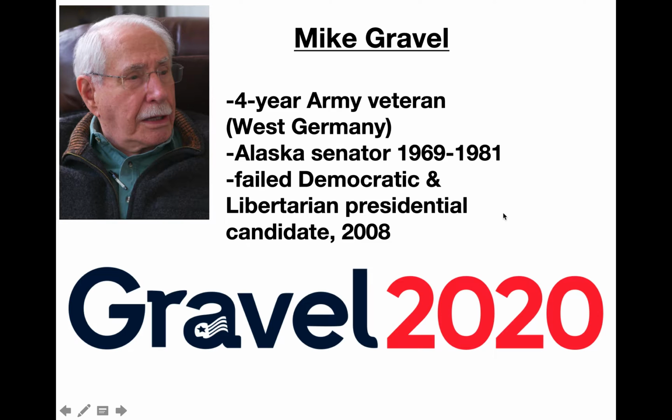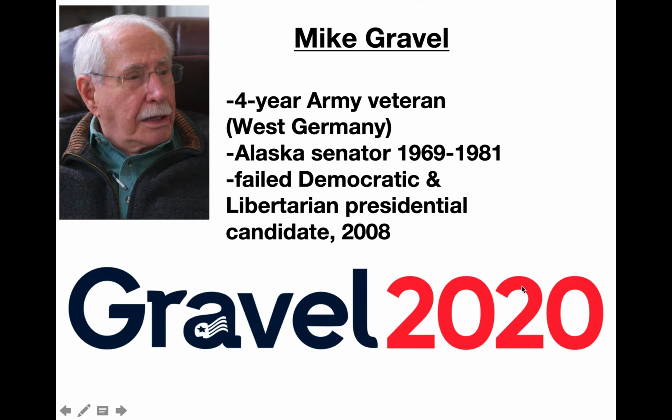Next. Mike Gravel. Well, who is this guy? He was a senator for Alaska for a little while, and he ran for president a few times unsuccessfully. He's 89 years old, and he doesn't plan on winning. He wants to drop out and endorse somebody who aligns with his foreign policy. So I guess he's not that serious of a candidate. Let's take a look at his campaign logo seriously, though.